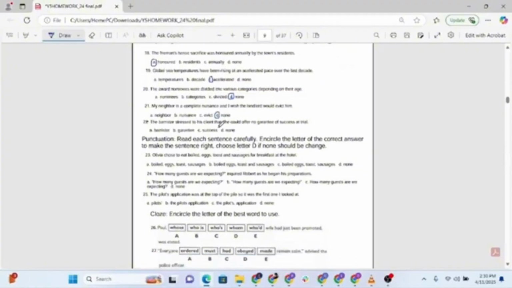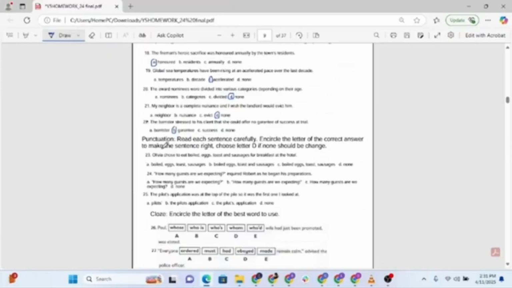Question 22. The barrister stressed to his client that she could offer no guarantee of success at trial. The correct answer is option B, guarantee. Explanation. The correct spelling is guarantee, spelled G-U-A-R-A-N-T-E-E. The word guarantee is spelled incorrectly. Punctuation. Read each sentence carefully. Encircle the letter of the correct answer. To make the sentence right, choose letter D if none should be changed.